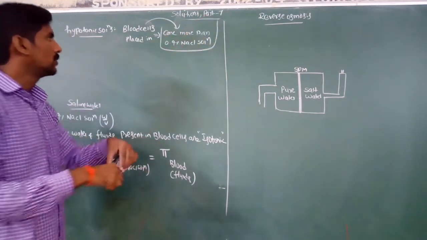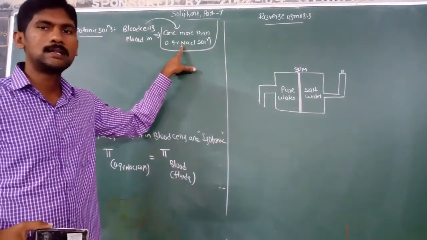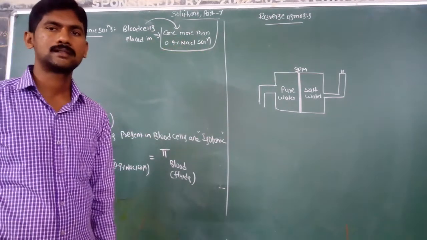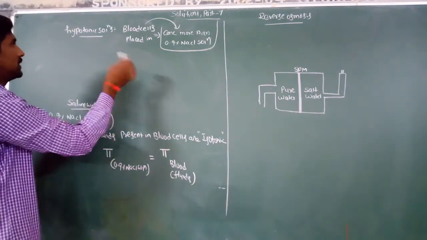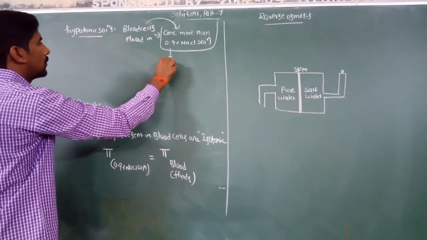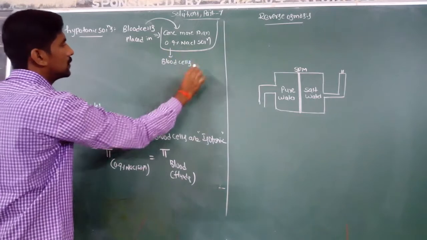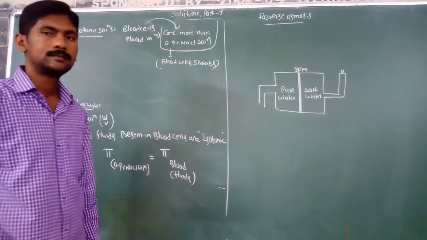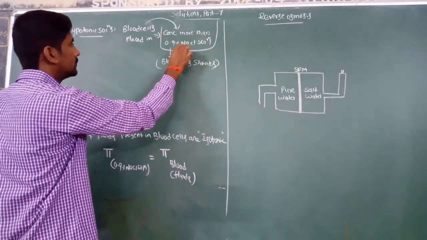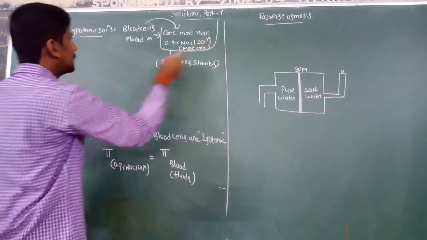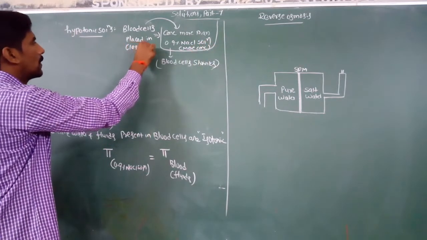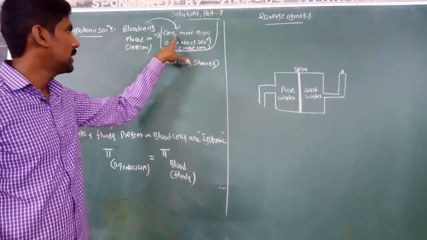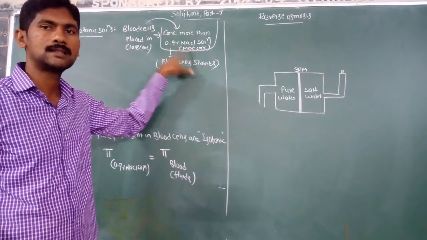So this is a solution with a concentration more than 0.9% NaCl solution. If blood cells are placed into this solution, what happens? The blood cells shrink, because this solution has more concentration and the blood cells have less concentration. More than 0.9% sodium chloride solution is more concentrated than blood cells.